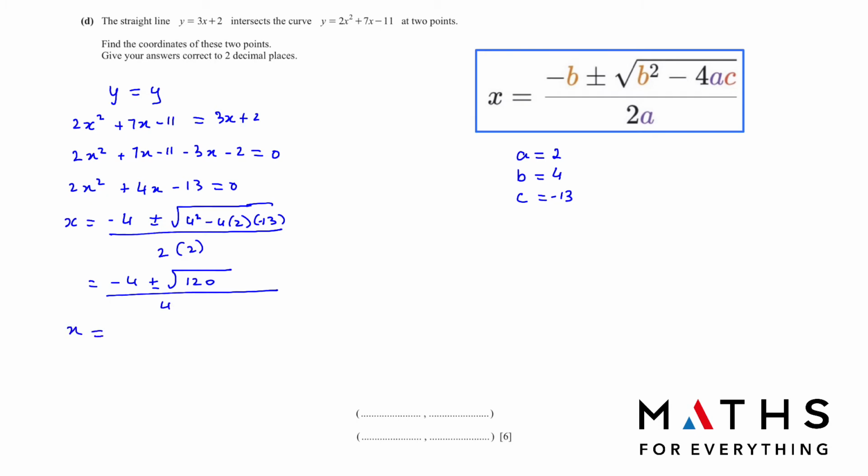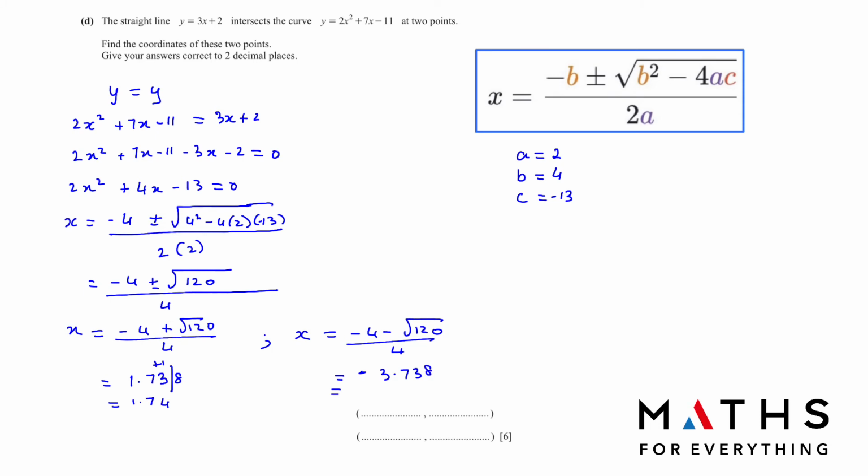So you have two values of x. X is equal to negative 4 plus square root 120 over 4 and x is equal to negative 4 minus square root 120 over 4. Let's see what we get. We will get 1.738. We have been told to round it to 2 decimal places. So as the number 8 is more than 5, we add 1 to the previous number, 1.74. And this will give us negative 3.738. When we round it, we'll get negative 3.74. We got our two x's.